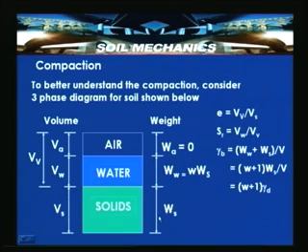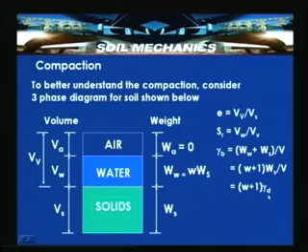We can write gamma bulk from this diagram as Ww plus Ws divided by total volume. By rearranging and writing w equal to Ww by Ws, we can write gamma bulk as (w plus 1) into Ws by V. Ws by V is nothing but gamma d, that is the dry unit weight. So, if you know the bulk unit weight of the soil mass, we can calculate the dry unit weight gamma d by this relation: gamma d is equal to gamma bulk by (1 plus w).